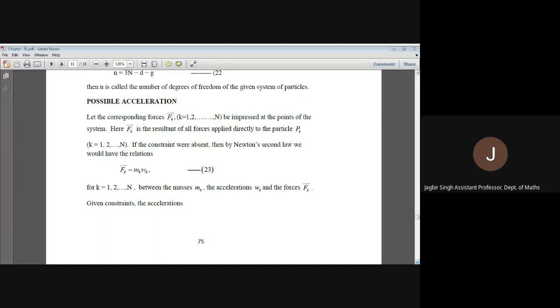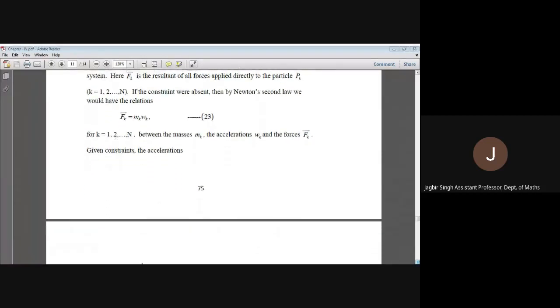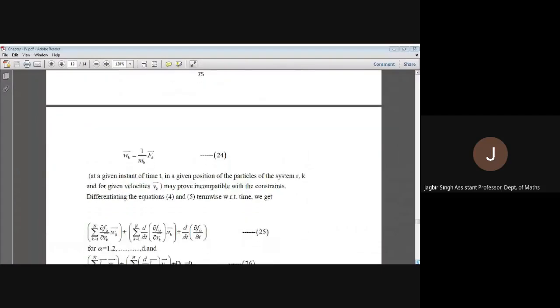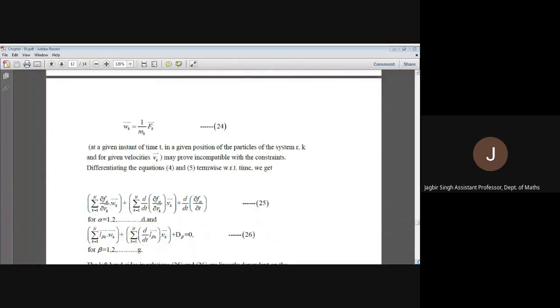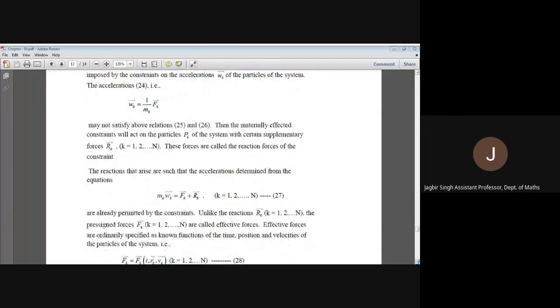So it was the actual force that was applied. After that, due to the restrictions, we needed some extra force that is represented as Rk. Yes, now the total force is Fk plus Rk. Now this is the actual force, and then the motion will be continued. So this Rk is known as the reaction force and Fk is the effective force.